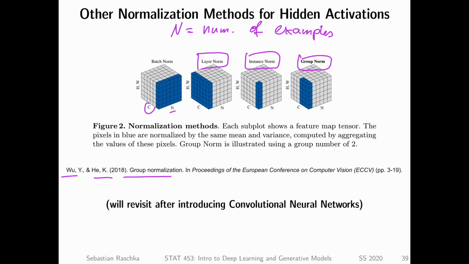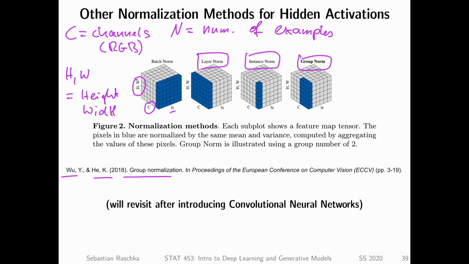C is the number of channels in an image, for example RGB, like 3 color channels in an image, and H and W are the height and width.